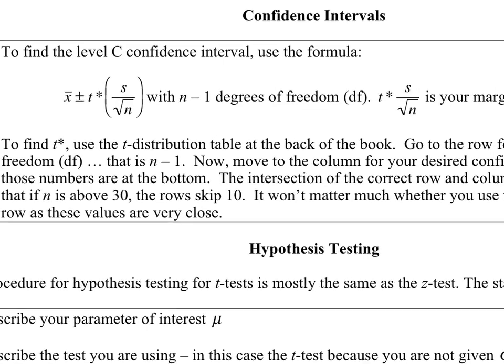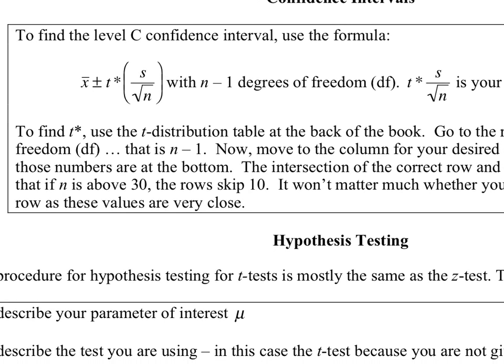I already showed it to you. X bar plus or minus t star s over the square root of n with n minus 1 degrees of freedom. I will show you how to use your table. You already have your charts. You should get out your t table anytime now. It's in your formulas, your charts. You're finally going to look at it.